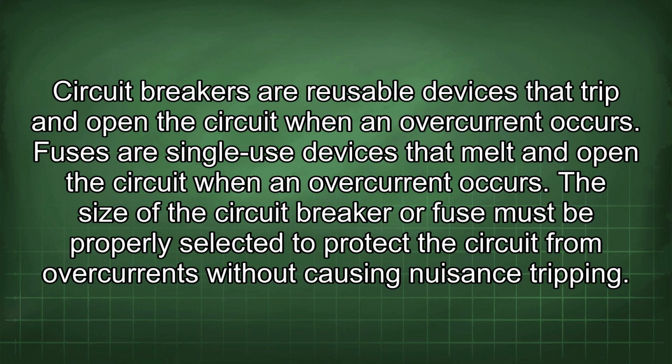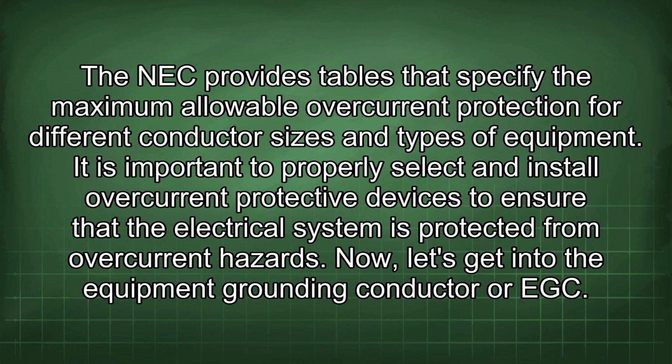The size of the circuit breaker or fuse must be properly selected to protect the circuit from overcurrents without causing nuisance tripping. The NEC provides tables that specify the maximum allowable overcurrent protection for different conductor sizes and types of equipment. It is important to properly select and install overcurrent protective devices to ensure that the electrical system is protected from overcurrent hazards. Now, let's get into the equipment grounding conductor, or EGC.